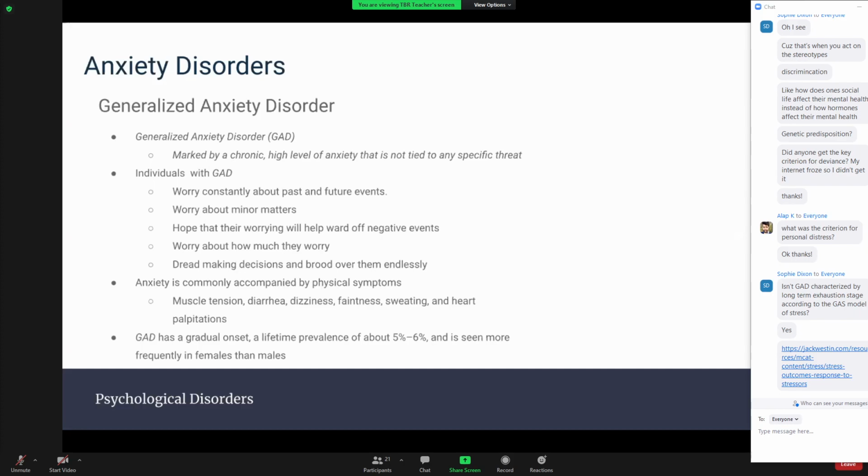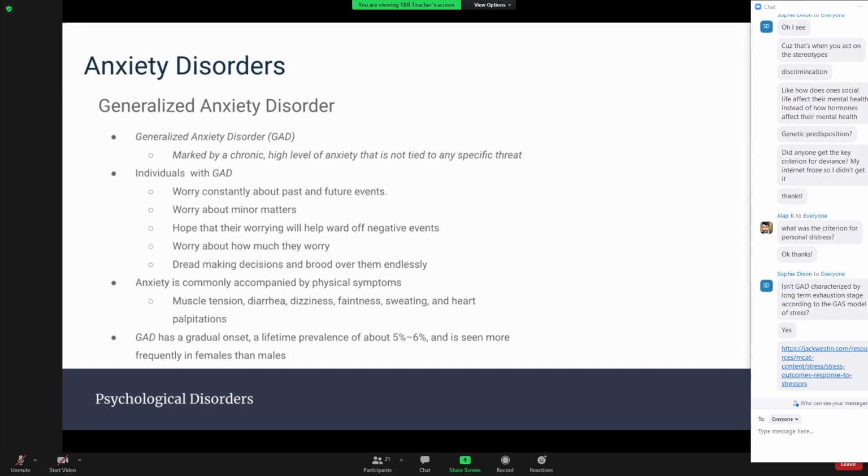There are symptoms that you should keep in mind for them, which include muscle tension, diarrhea, dizziness, faintness, sweating, and heart palpitations. All of those kind of make sense. The ones that kind of throw me off are diarrhea and faintness, but the other ones are in line with what I think about in terms of anxiety episodes. So just bear those in mind, or instead of bearing them in mind, think about how these symptoms might be different from other disorders.